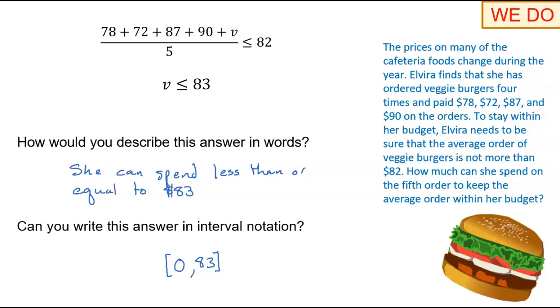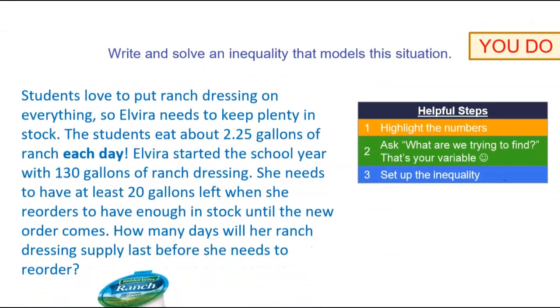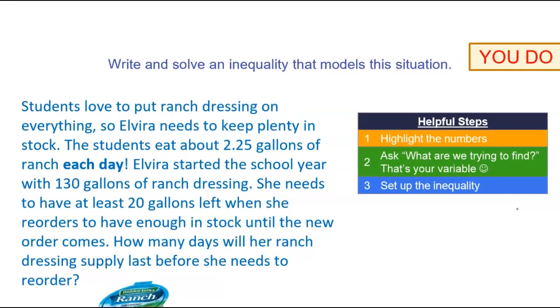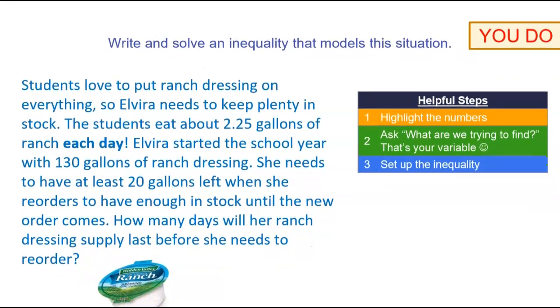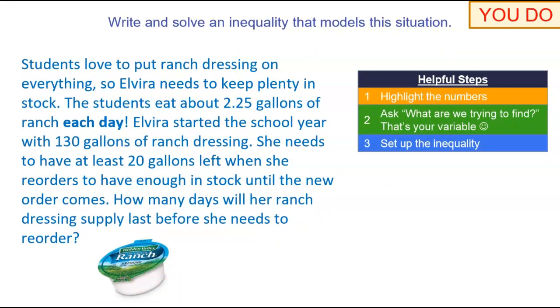All right, we have one more of these problems to do today. So students love putting ranch dressing on everything. So Elvira needs to keep plenty in stock. The students eat about 2.25 gallons of ranch each day. Elvira started the school year with 130 gallons of ranch dressing. She needs to have at least 20 gallons left when she reorders to have enough in stock until the new order comes. How many days will her ranch dressing supply last before she needs to reorder?